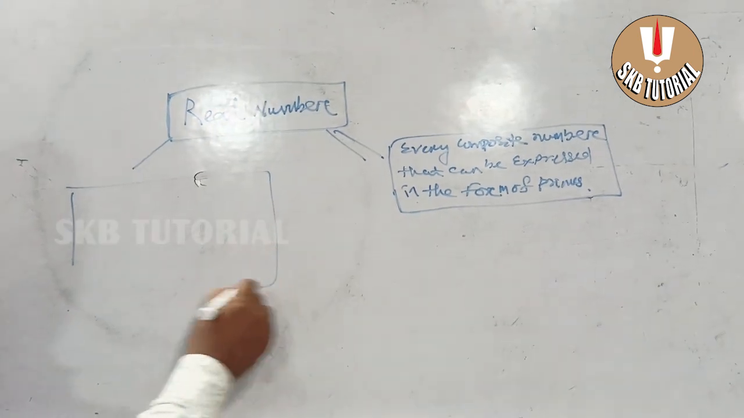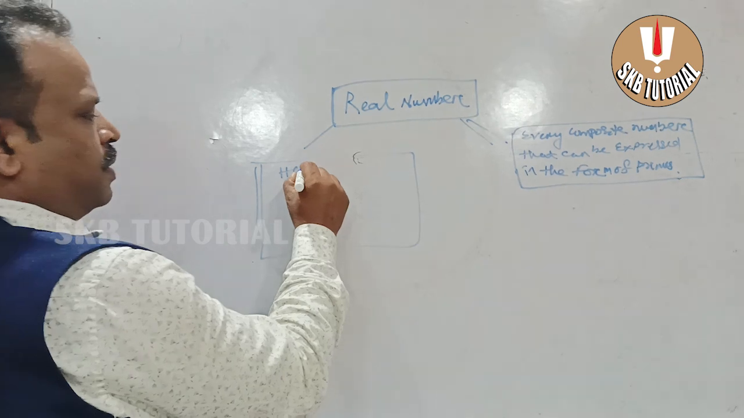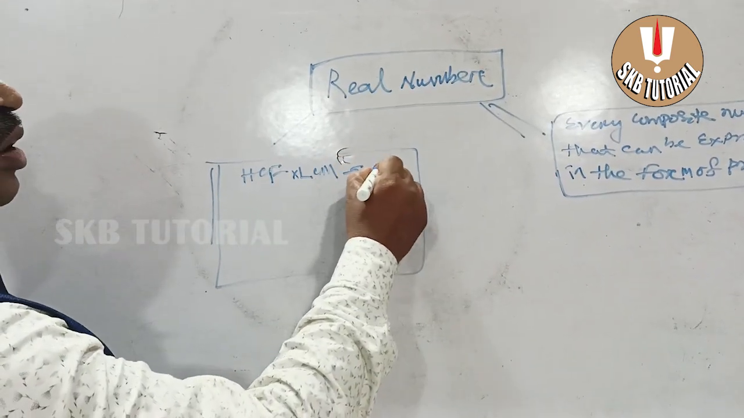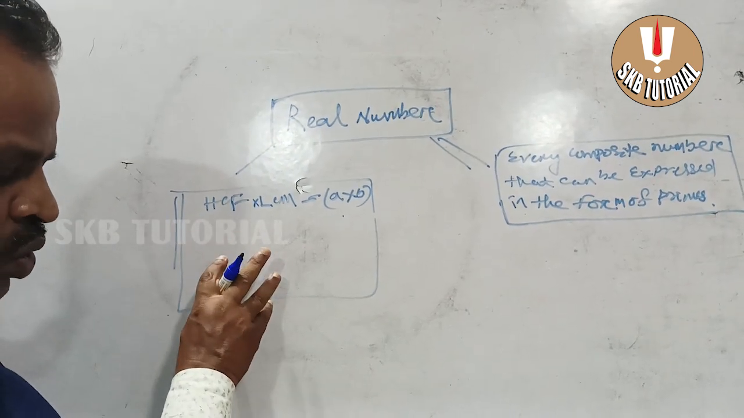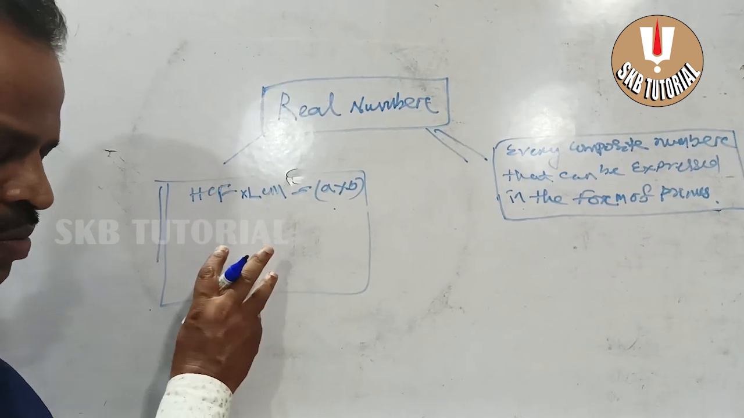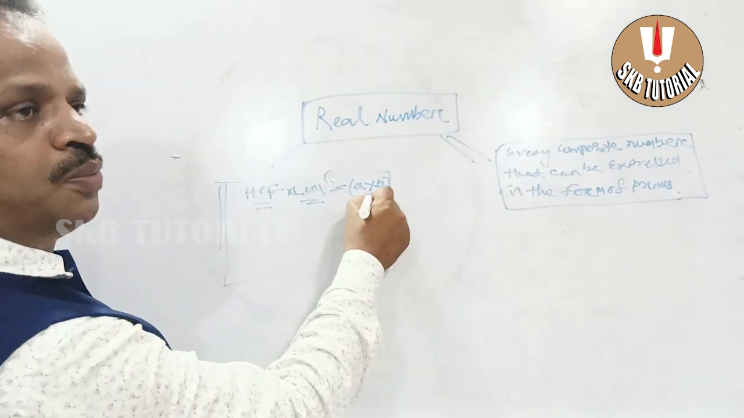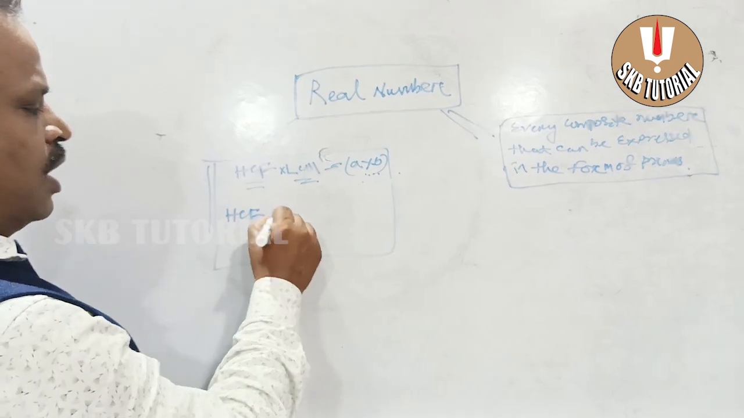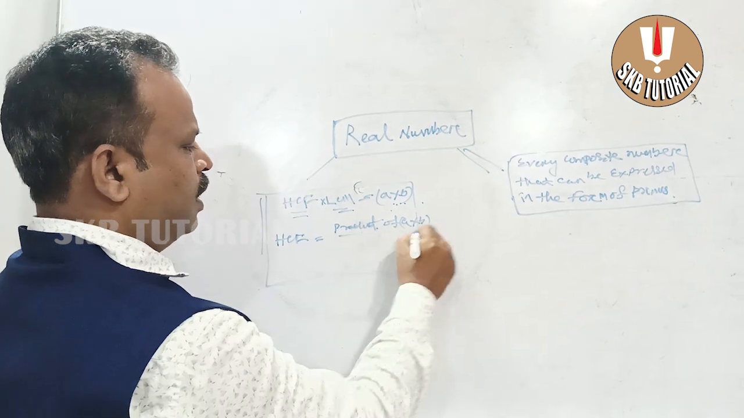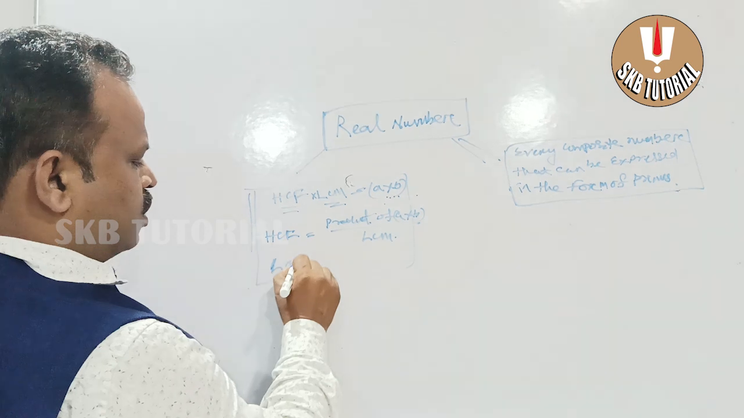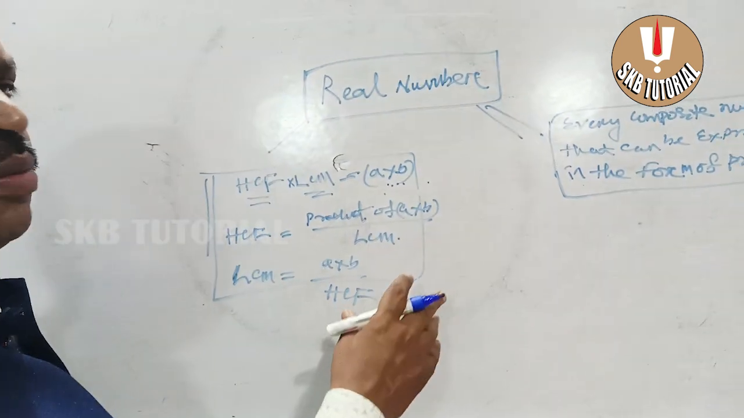The next concept of real numbers is the second fundamental theorem of arithmetic rule, that is HCF into LCM is equal to the product of two numbers A into B. Always remember, children, the HCF of two or more prime numbers is always 1, and the LCM of two or more prime numbers is always equal to their product. So HCF into LCM is equal to the product A into B. The formula to get HCF is equal to the product A into B by LCM, and LCM is equal to the product of two numbers A into B by HCF. This is one of the concepts of the fundamental theorem of arithmetic.